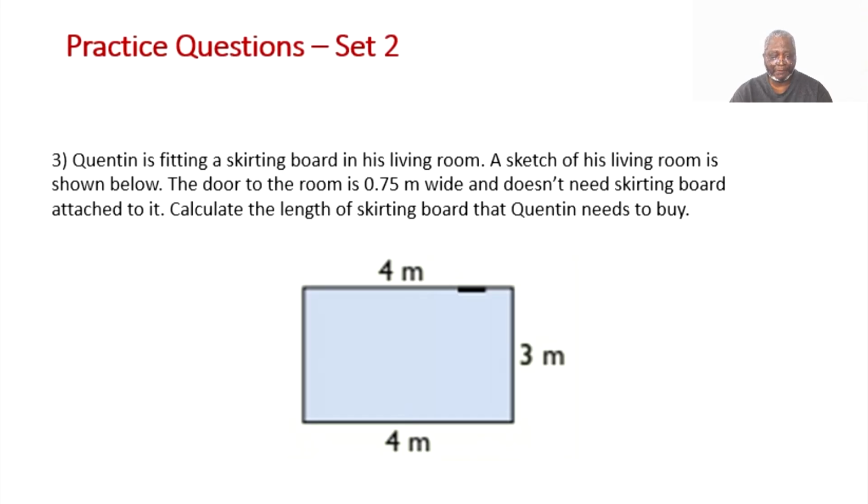Quentin is fitting a skirting board in his living room. A sketch of his living room is shown below. The door to the room is 0.7 meters wide and doesn't need skirting board attached to it. That is a catch. Calculate the length of the skirting board that Quentin needs to buy. How will you do it? Remember the catch of the door.